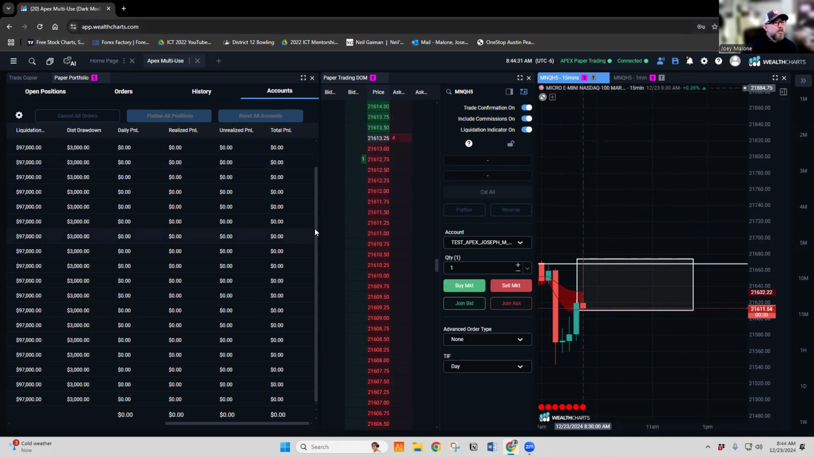Again, this is Wealth Charts, beta testing for Apex. I'm doing that just hoping to get 3 evaluation accounts out of it. That'd be kind of cool for a little bit of the time.